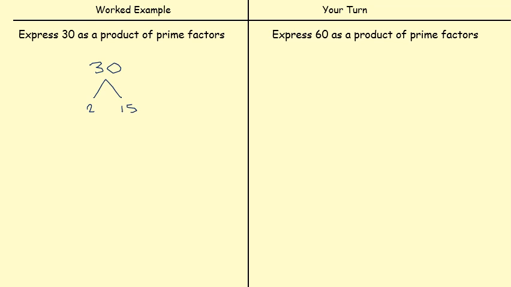So the branches on our factor tree multiply together to make the number above. Now 2 is a prime number, so what we do is we circle our prime numbers, and these are the ones that are going to make up our prime factorisation. 15 is not a prime number, so we're going to break 15 down into a pair of numbers that multiply to make 15. So we might pick 3 and 5. So 3 times 5 gives us 15. They multiply to make the number above. Okay, so 3 is a prime number, so I'm going to circle that. And 5 is also a prime number, so I'm going to circle that.